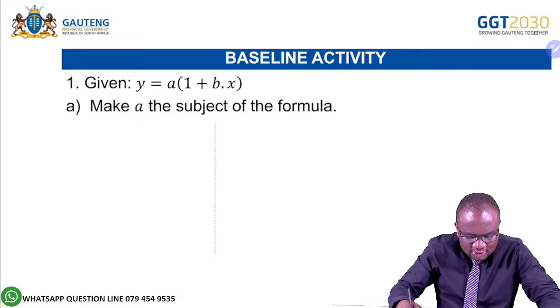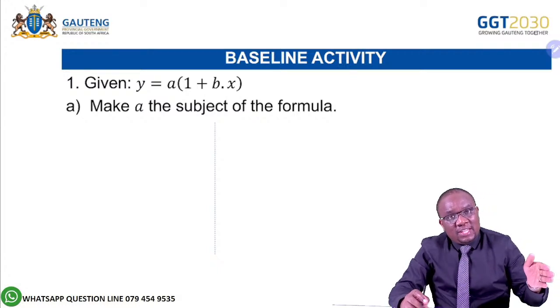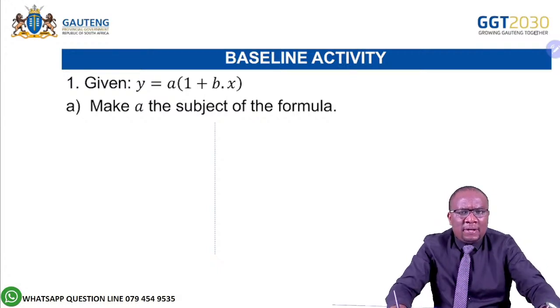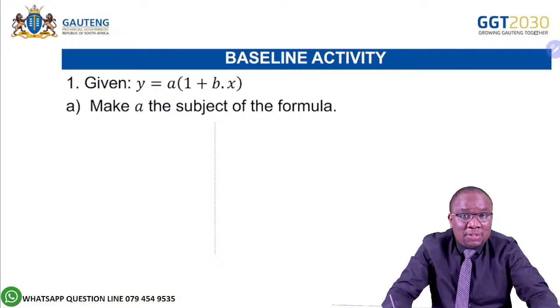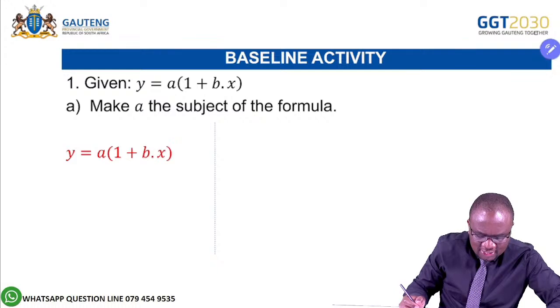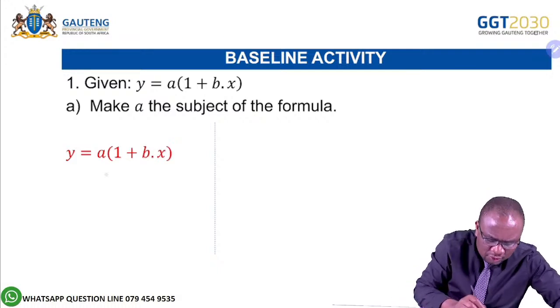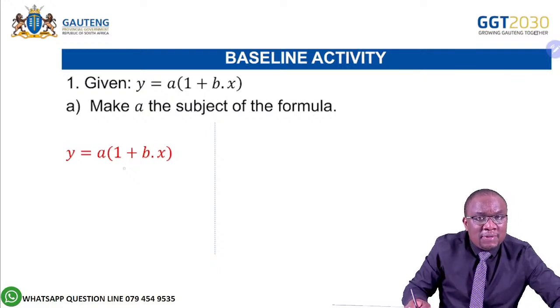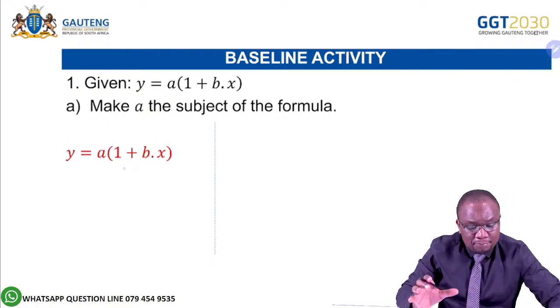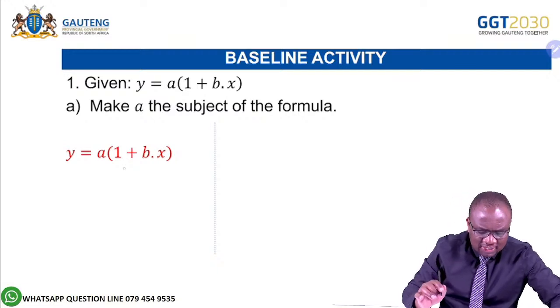So make A the subject of the formula there. It means we must get A is equal to. Remember what we learned when you're doing literal equations? So we're making A the subject of the formula. We want to remain with A only here. So we must divide both sides by the bracket. There's no need to distribute A. You just use the whole bracket as it is.